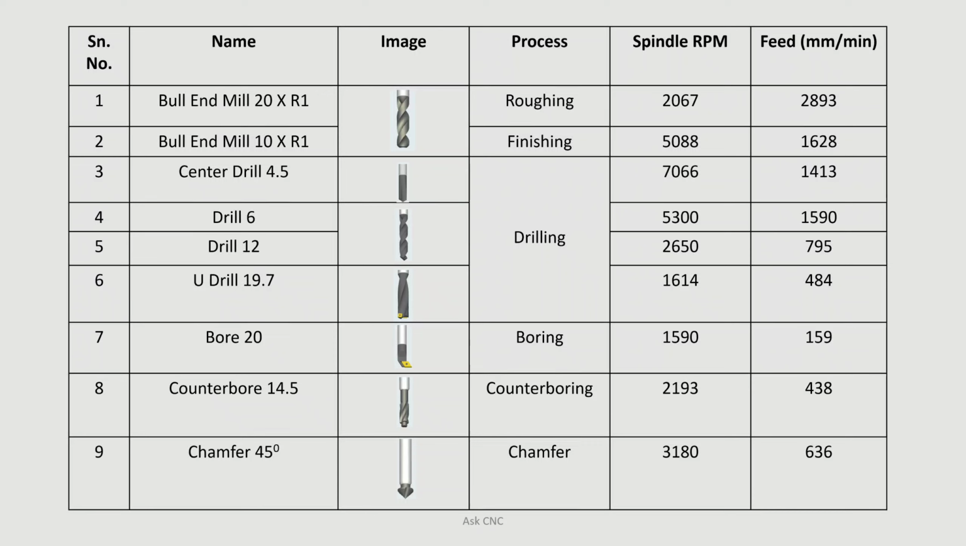Please note down, all the cutting parameters are calculated for steel with cutting speed from 100 meters per minute to 150 meters per minute and 0.3 mm feed per revolution for drills.